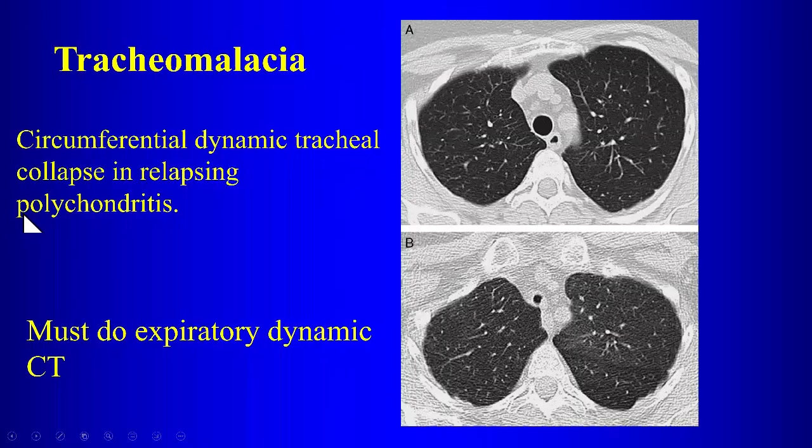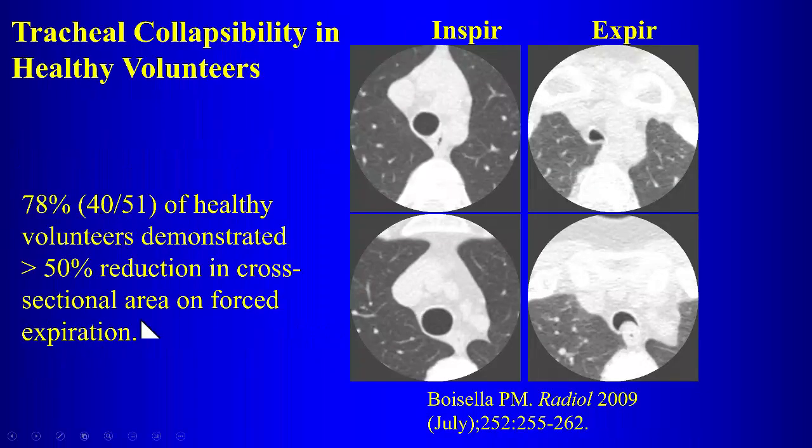Okay. So sometimes you can get diffuse collapse of the airway, as you see here, right? But when we're looking for this, we have to do dynamic expiratory CT because in inspiration, it can look normal. So you have to do CT when the patient is doing forced expiration. So you have to set this up properly to scan as the patient is doing forced expiration, and then that's when we look for collapse of the airway if we're looking for tracheal malacia.